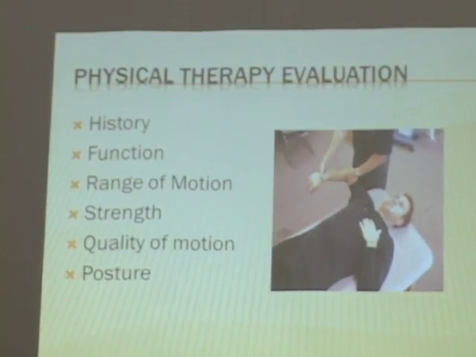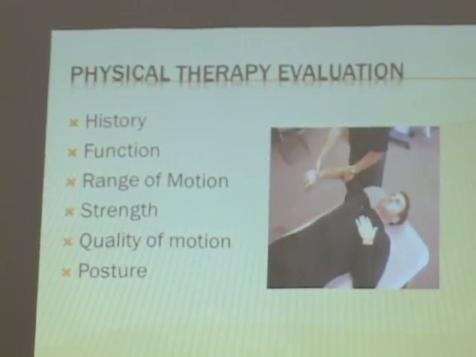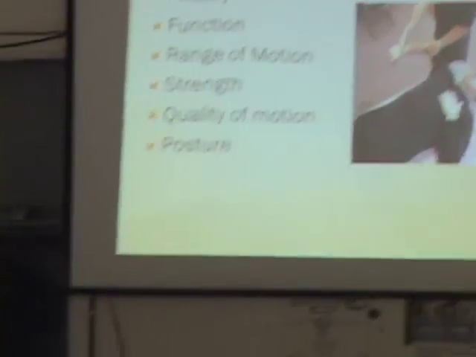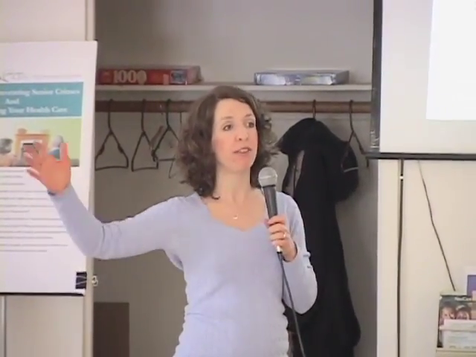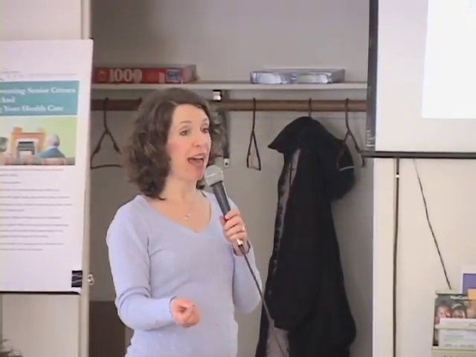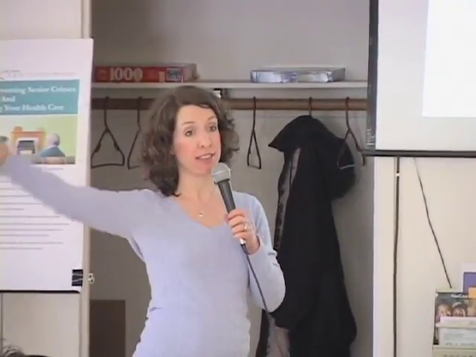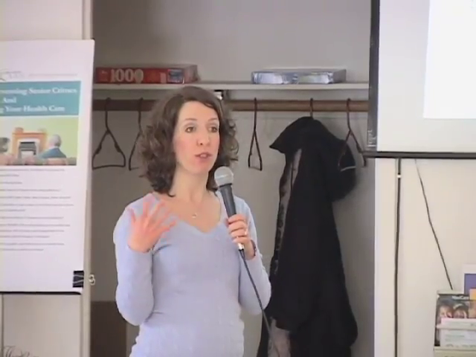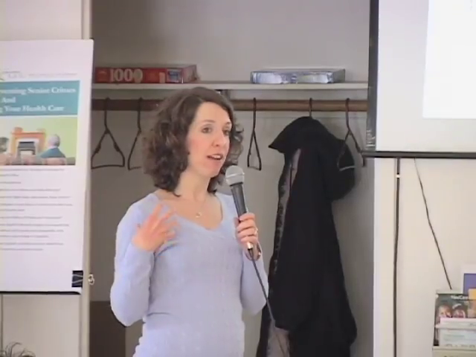We look at range of motion, so we're testing actively, what you can do on your own. The shoulder is a ball and socket joint, so there are a lot of planes of motion, and it's important that with therapy, we make sure that you have good range of motion in all the planes of motion, okay? So we look at active motion and passive motion. Actively, we're looking at the strength of the muscles, okay?